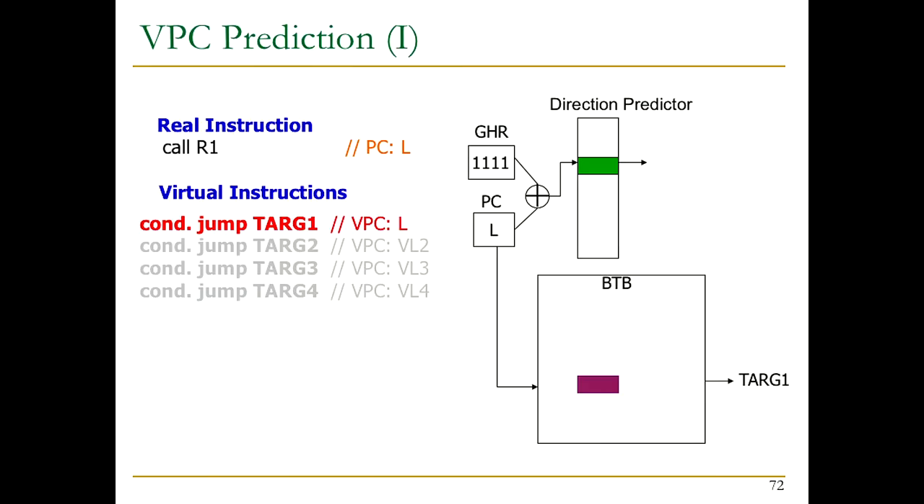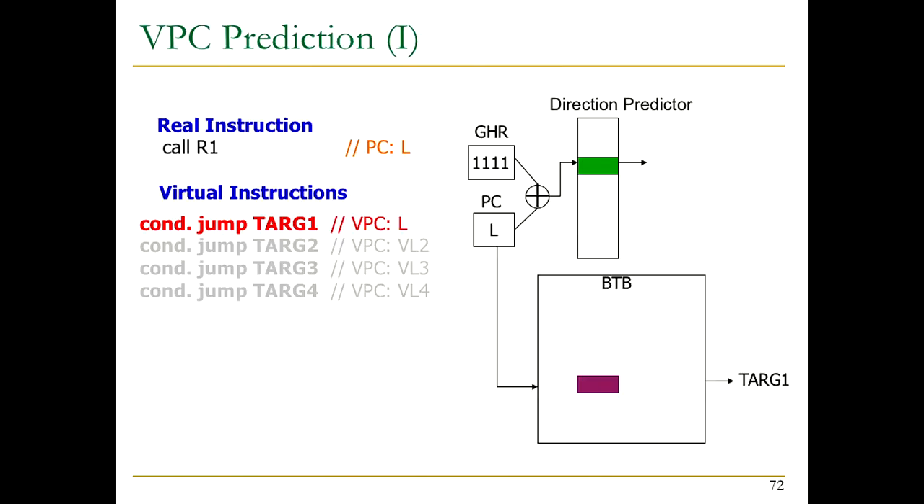So, okay, let's go back here. So this is your real instruction. Let's say this is an indirect call. It's basically really calling into R1. You can imagine this as a sequence of conditional jumps, right? Conditional jump to target 1, target 2, target 3. Think of this as a switch case statement, right?